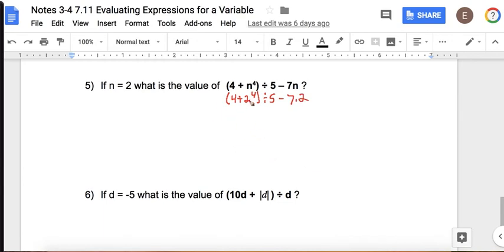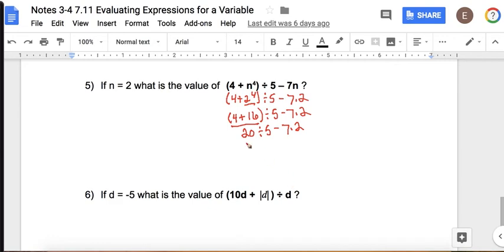So we're looking for grouping symbols, and I see one here. So inside the grouping, I see exponents, so I'm going to take care of that first. 2 to the fourth is 16, because 2 times 2 times 2 times 2 is 16. Okay, now we're still taking care of the grouping symbols. So 4 plus 16 is 20. Divided by 5 minus 7 times 2.